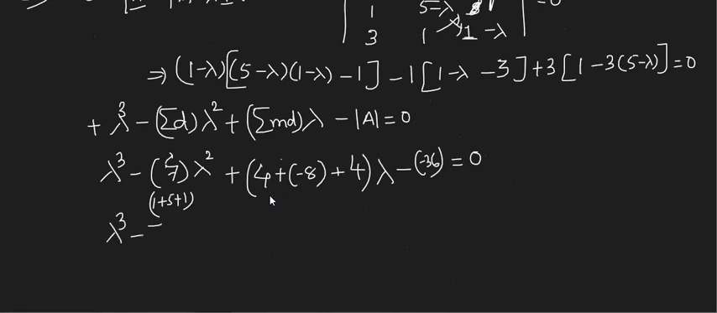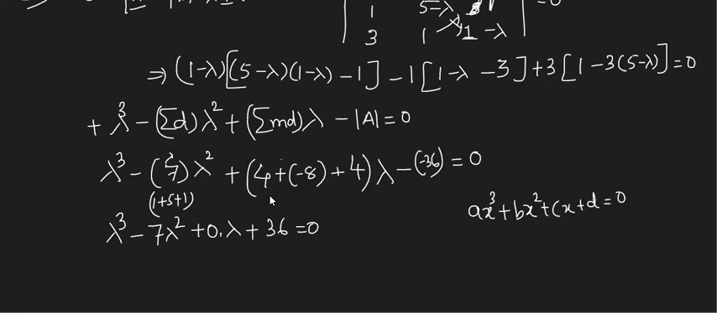So let me write the equation now: lambda cube minus 7 lambda square. Can you tell me what happens in this bracket? 4 plus 4, 8, minus 8 is 0, no? Yes. 0 into lambda plus 36. Take the calculator, go to mode and choose equation. Put A as 1, B as minus 7, C as 0 and D as 36. Tell me what answer you are getting.